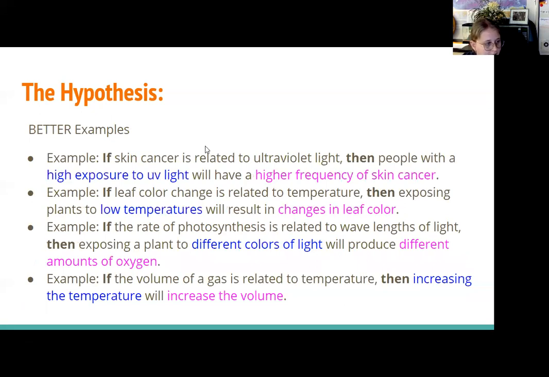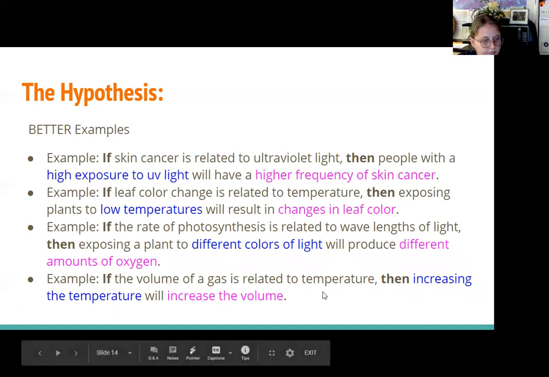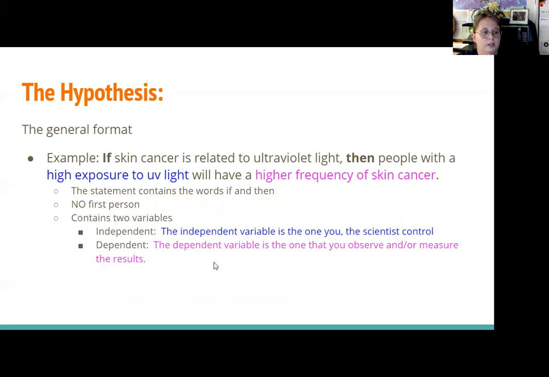Here's some examples. Basically, it's an if something happens, then something else will happen, right? So that's the normal format. If skin cancer is related to ultraviolet, then people with high exposure to ultraviolet will have a higher frequency of skin cancer. Okay, so you're not using first person, of course. It has if and then, and it contains the independent and dependent variable.